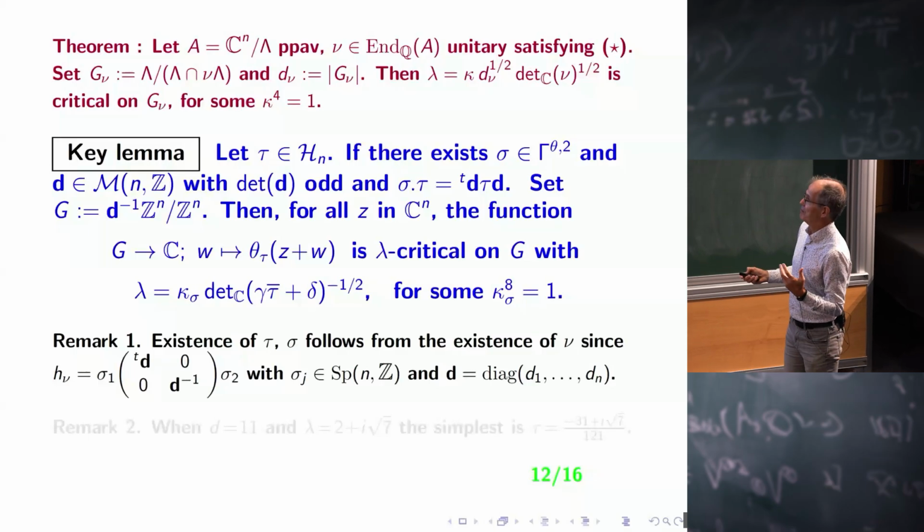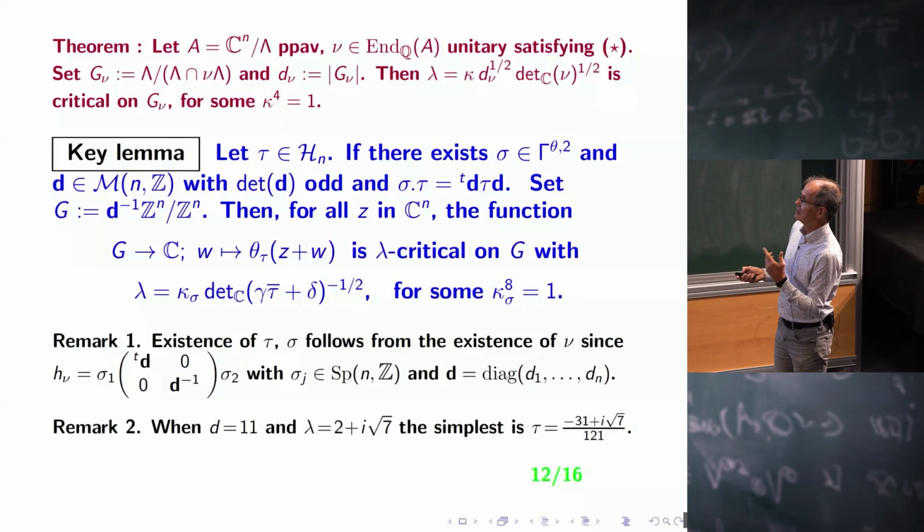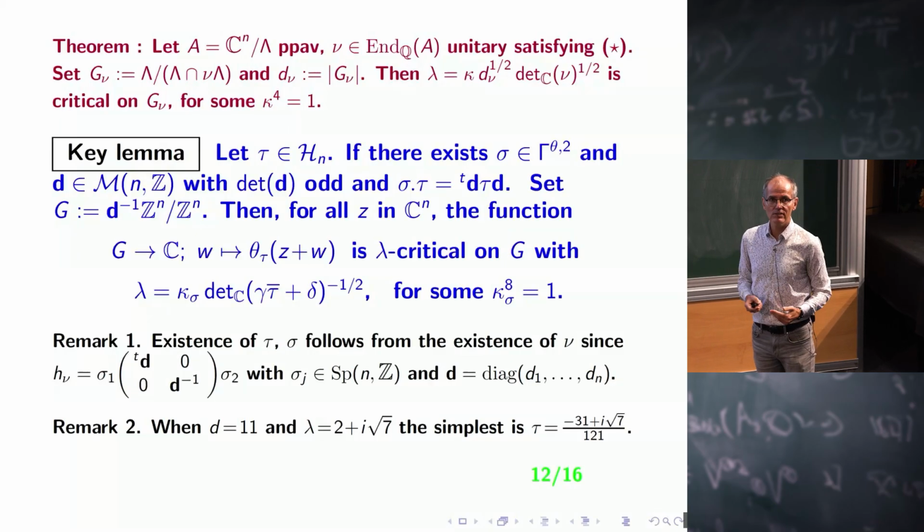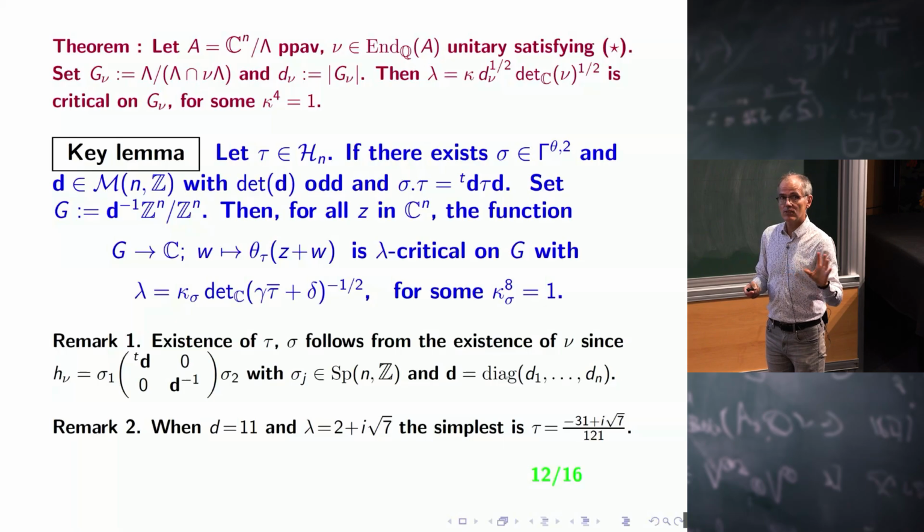So let me give you an example. Lambda is 2 plus i square root of 7. I told you the elliptic curve corresponds to the lattice Z plus Z i square root of 7. Okay, sure. But what is the tau? The tau is not so easy. The tau is minus 31 plus i square root of 7 over 121.